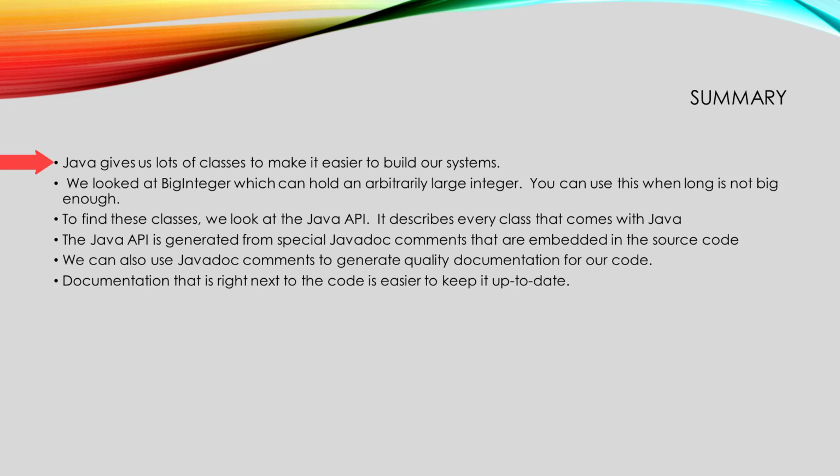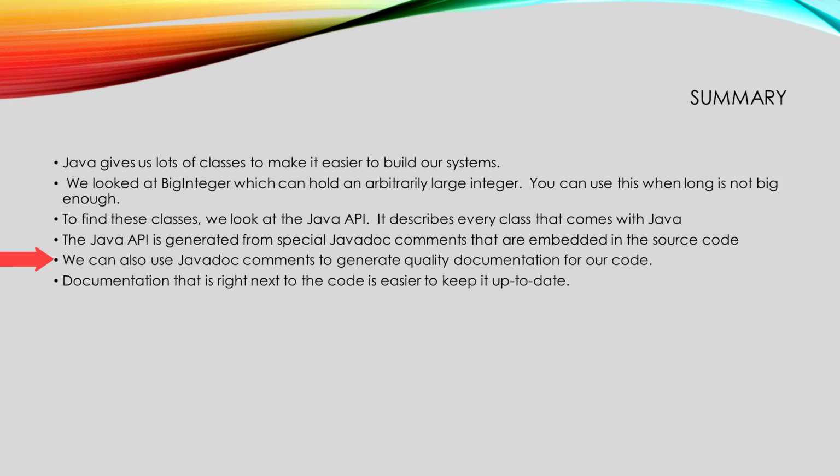In this video, we looked at one of the many classes that Java gives us to help build our systems. BigInteger is a class which will hold arbitrarily large integers, and you'll use it in this stage's lab. The way we find these free classes is by looking at the Java API, which has detailed descriptions of them all. That type of documentation is generated from code when we embed special Javadoc comments in our code.